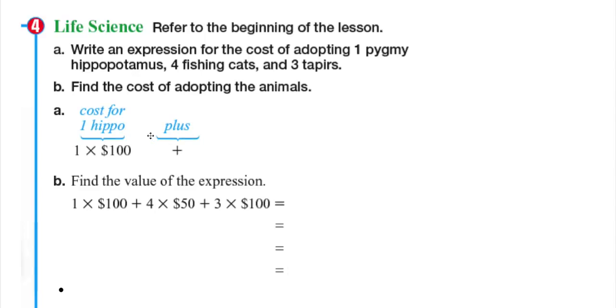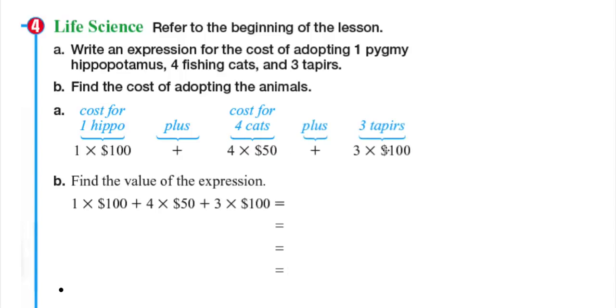To be able to find that expression, the cost for 1 hippo is $100 to adopt a hippo, plus the cost for adopting 4 cats, which is $50 each. You multiply that by 4 times 50 because you have 4 cats. And then you add 3 more tapirs, at $100 each, 3 tapirs. And you create that order of operations: 1 times 100 plus 4 times 50 plus 3 times 100. Following the order of operations, we multiply 1 times 100 first, 4 times 50, and 3 times 100. These are all multiplication problems.